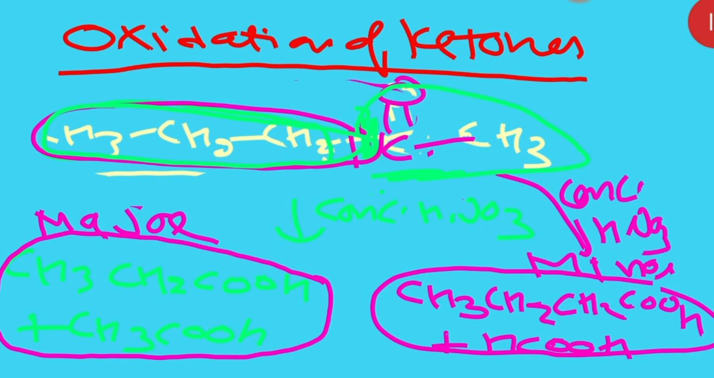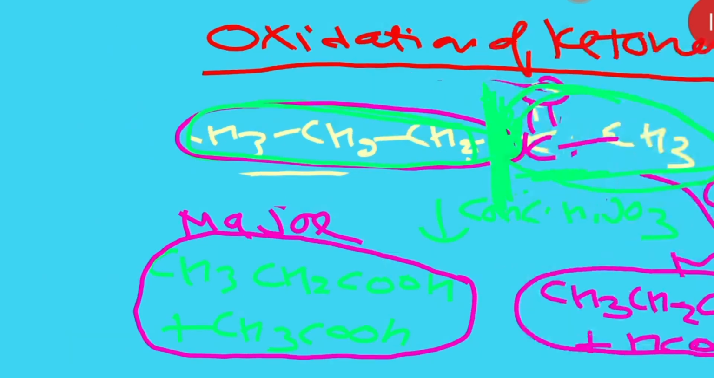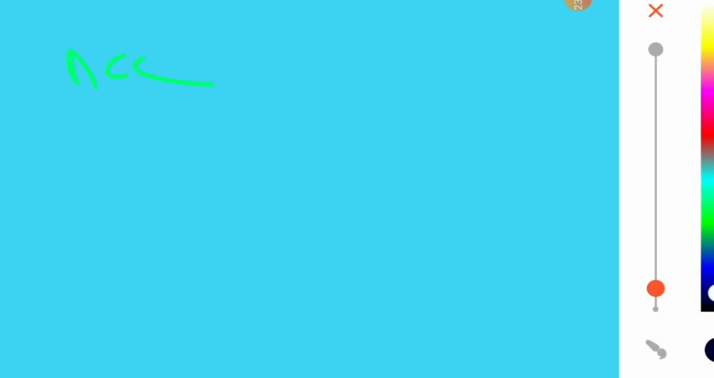Actually, it's according to Popov's rule. In the case of unsymmetrical ketones, cleavage usually occurs in such a way that the keto group stays with the smaller alkyl group. So when we do the cleavage from there, the keto group is with the smaller alkyl group. Just remember one thing, according to Popov's rule. Which rule is there? Popov's rule.